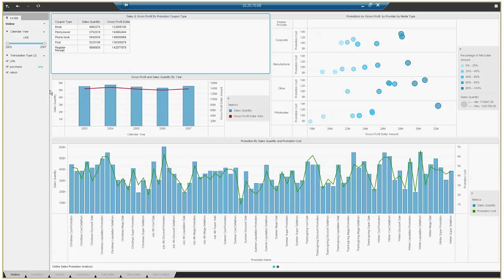So when this dashboard renders, every one of these visuals can be filtered based on the far left panel here. In this particular case, we have a slider that represents calendar year, or we can filter by transaction type. One of the design patterns that we've tried to incorporate is that the upper left-hand visual also has the ability to filter these other visuals as well.